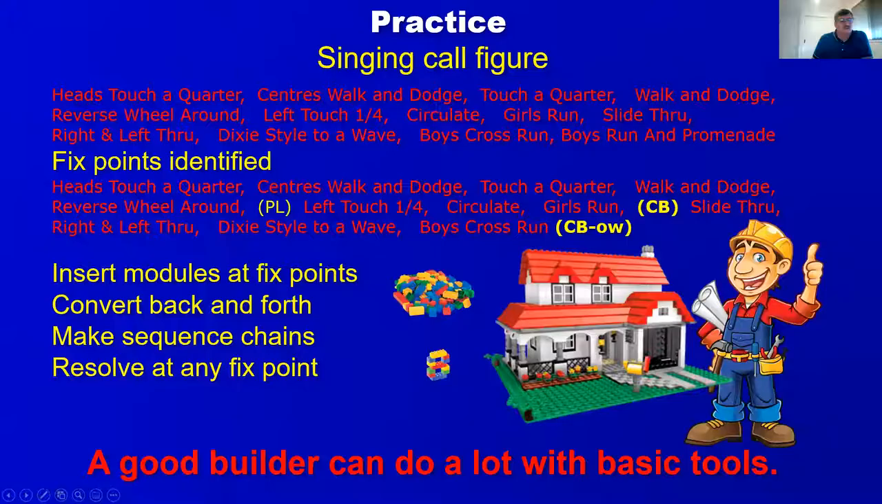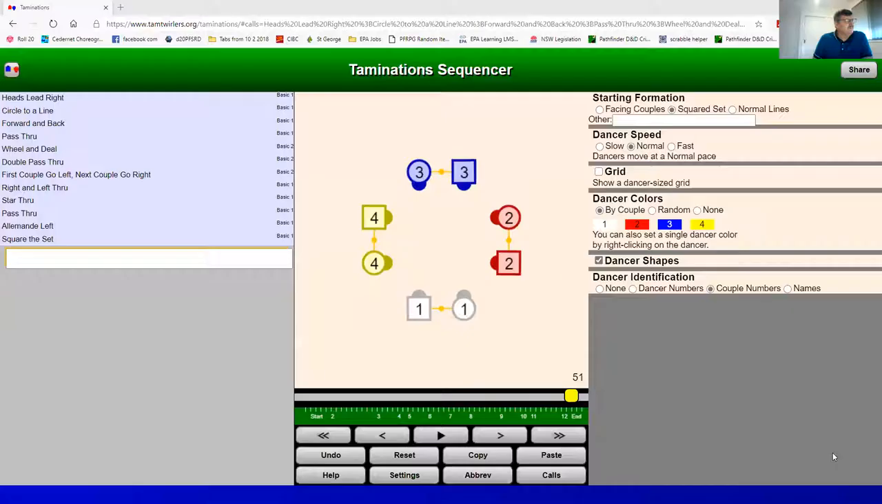So what we're going to do here is a little bit of practice. I'm going to look at these singing calls. I've identified the fixed points. We're going to insert modules at the fixed points, back and forth, make some sequence changes, and all of that other kind of stuff. And for that, I'm going to need Taminations.